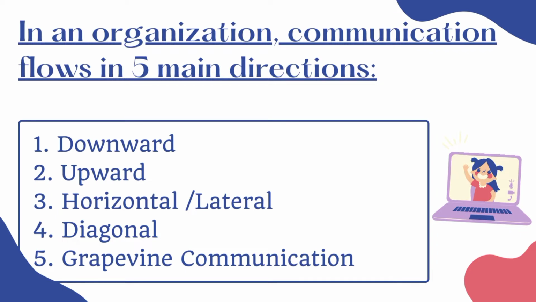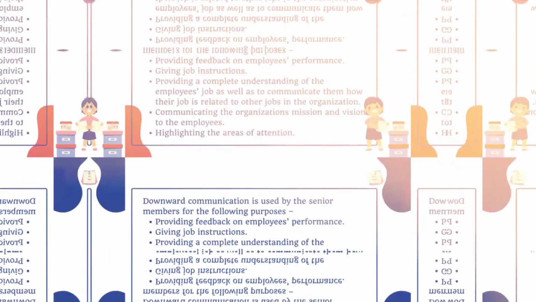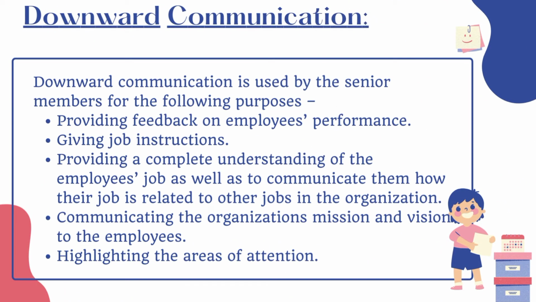lecture. So in an organization, communication flows in 5 main directions. First one is downward, upward, horizontal, lateral, diagonal, and grapevine communication. In the subsequent slides, we will learn each and every flow of communication in details. So the first one is downward communication.